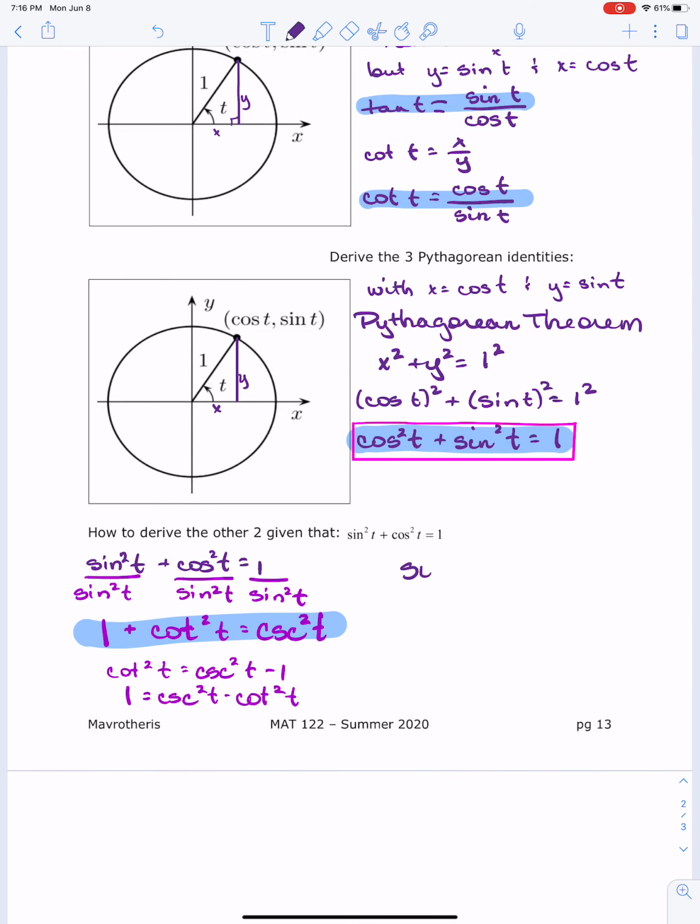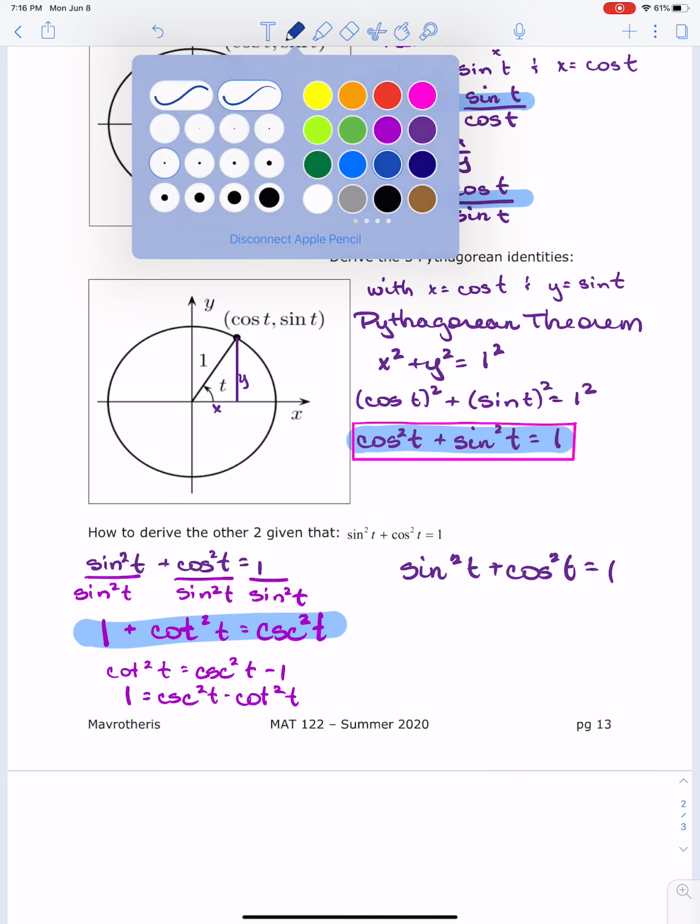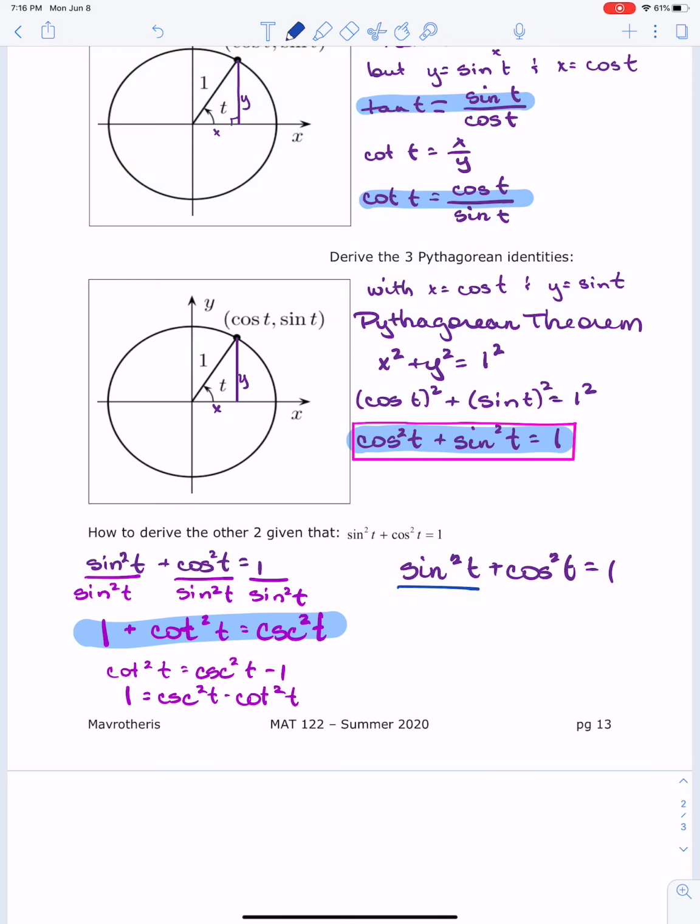Last one here. We're going to start again with the Pythagorean identity. Again, you guys, this is the only one that I remember. I know that if I see a cotangent squared or a secant squared, I can divide by whatever I need to make that other trig function. So here we're going to divide by cosine squared. Sine squared divided by cosine squared gives us a tangent squared plus 1 equals secant squared t.